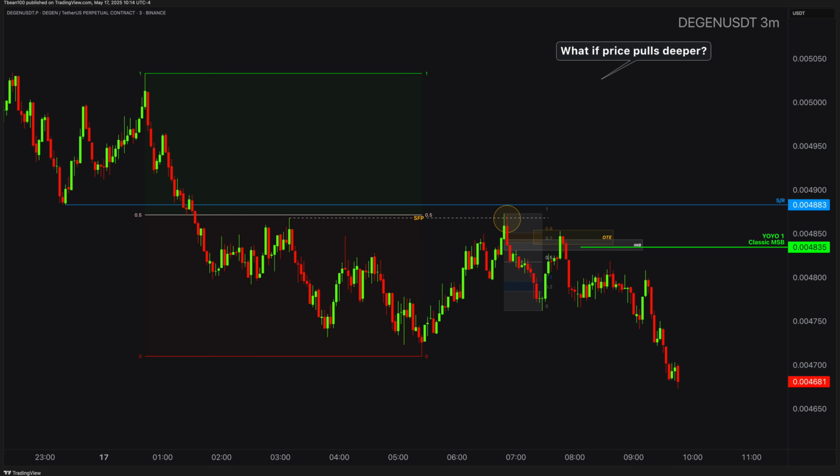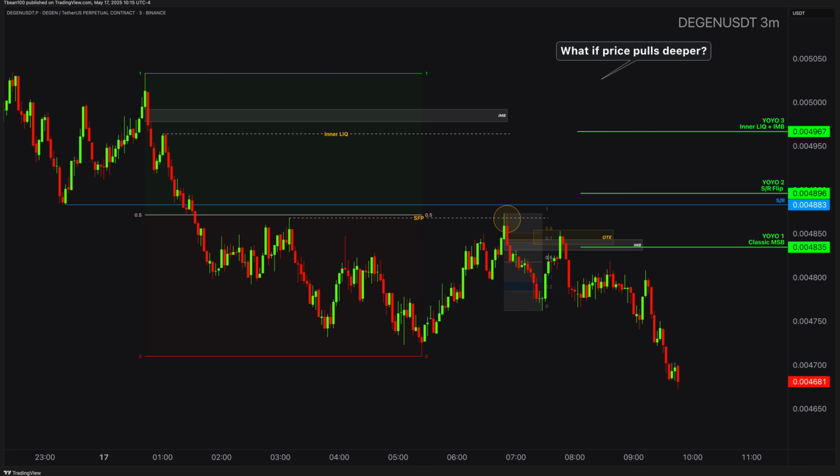First would be my first classic entry location after the SFP and MSP. This could have been my first entry. My second location would be probably this SR flip area. Setting a limit order here. You know, I love SR flips so much. And probably my third location would be this deep inner liquidity with imbalance zone. I would try to build an average position just like this one.